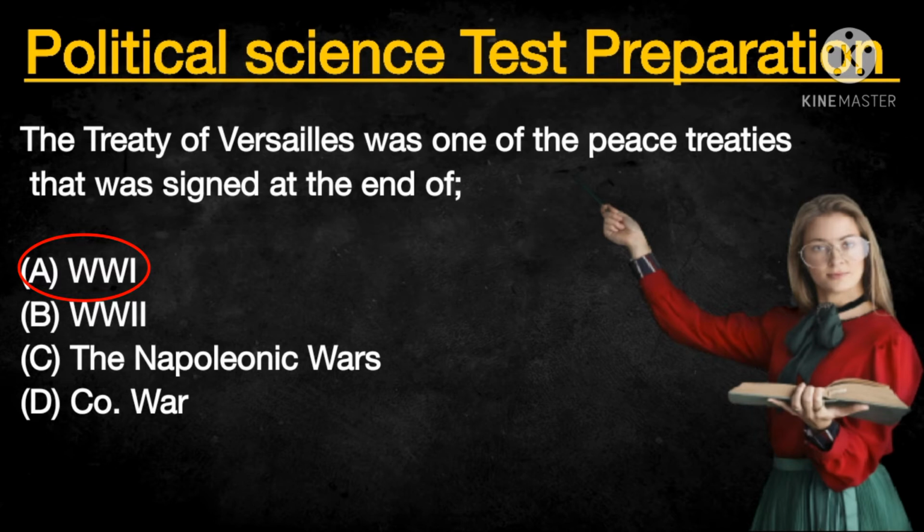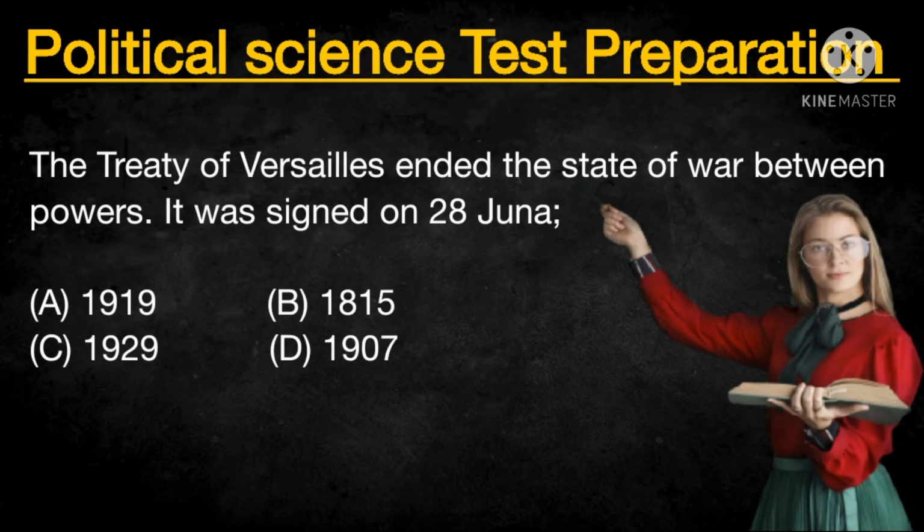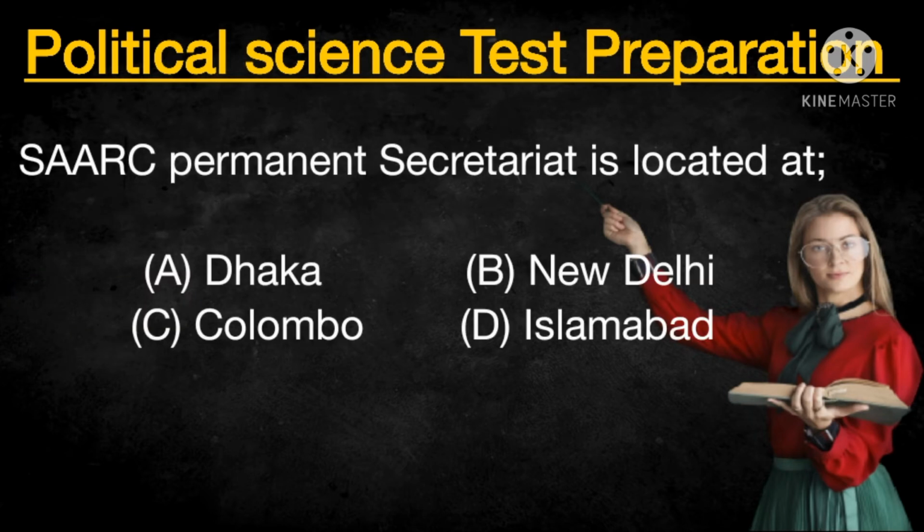World War I. Question: The Treaty of Versailles ended the state of war between Germany and the Allied powers. It was signed on 28th June A. 1919, B. 1815, C. 1929, D. 1907. Its correct answer option A, 1919.